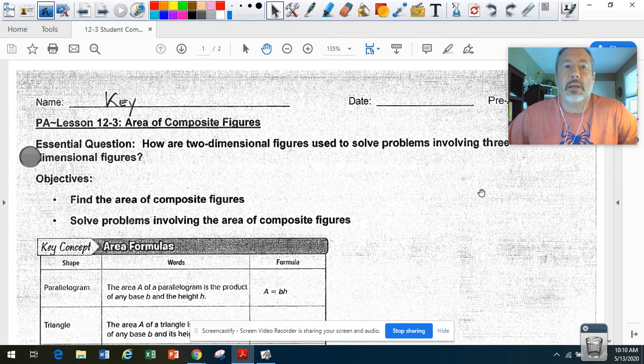Okay, today we're going with area of composite figures. So as you know, the area is everything in the middle. When we deal with composite figures, what we're dealing with here are two different shapes. So basically we have to figure out the area of one shape and then figure out the area of the other shape, and add them together. That's our composite shape, and that gives us our total area. So let's see what we have here.